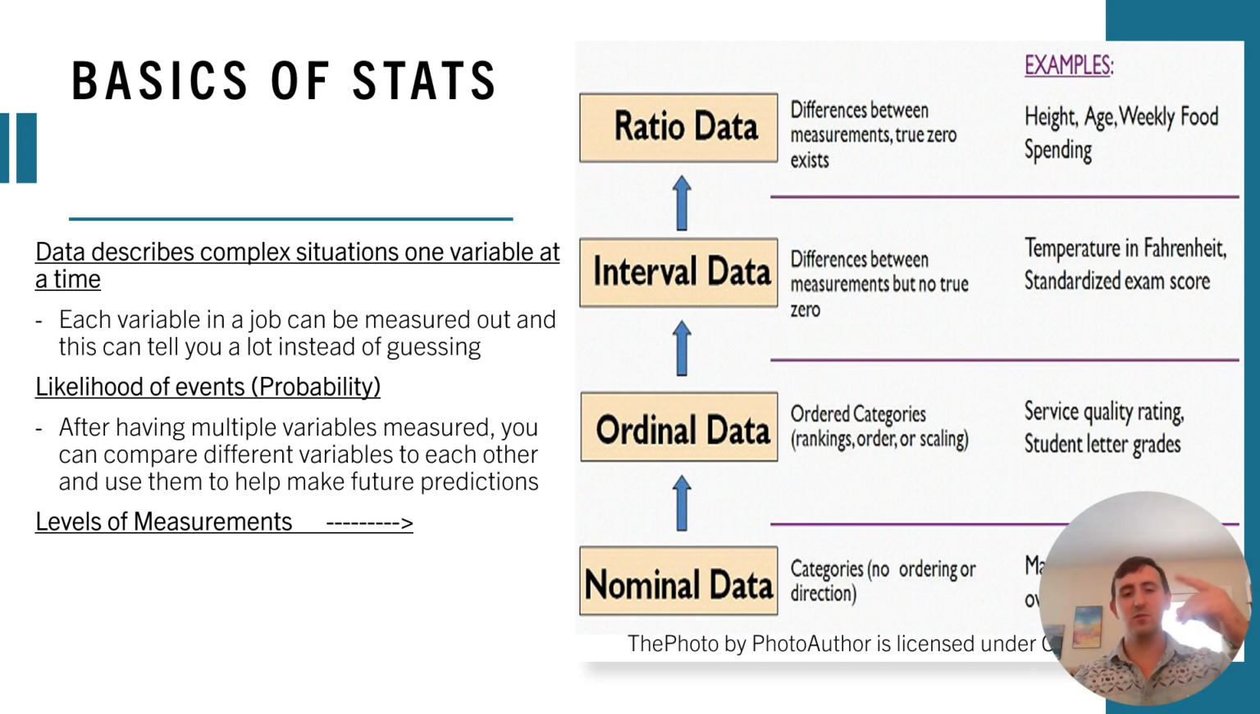So nominal, ordinal, interval, ratio. Name only, nominal. Ordinal is making an order of events. Interval has consistent intervals between each level of measurement. And ratio is the same as interval except with an absolute zero.